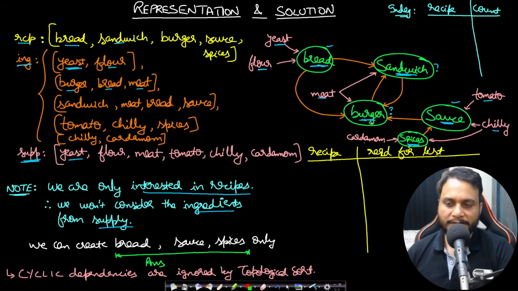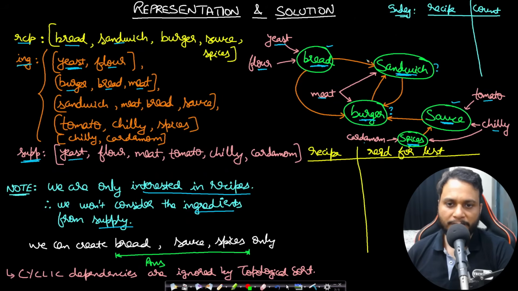And whatever recipes are included in this cycle are actually not possible to be created. Okay, so the problem actually reduces to: given recipe, ingredient and supply lists, you have to build a dependency graph out of it, then ignore all the items which have a cyclic dependency and take the rest of the items from the graph, and those can always be created.